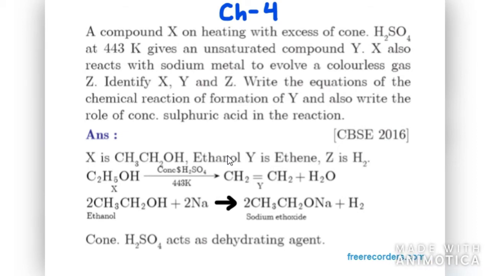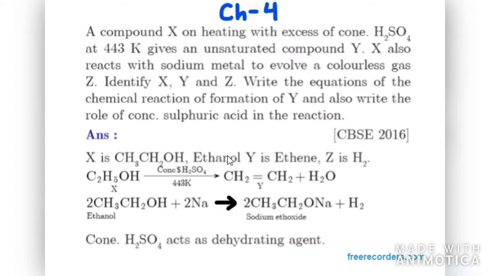So I would be starting today with chapter 4, carbon and its compounds. Question number 1 says, a compound X on heating with excess of concentrated H2SO4 at 443 Kelvin gives an unsaturated compound Y. X also reacts with sodium metal to evolve a colorless gas, that is Z. Identify X, Y and Z.